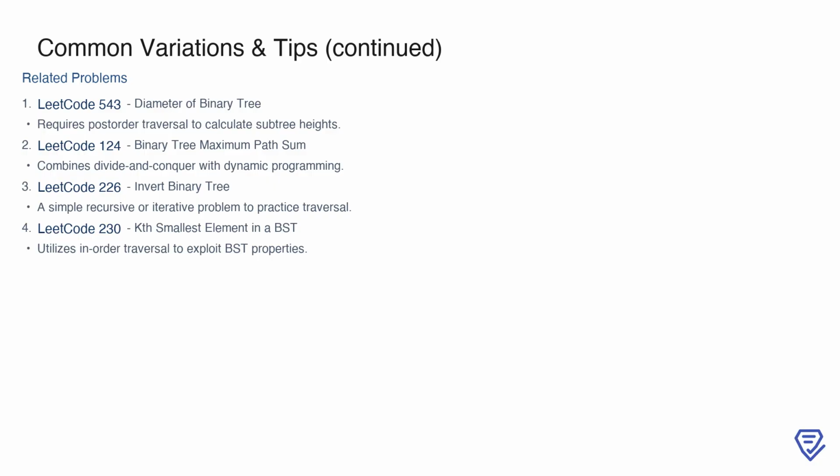If you're looking for a simpler problem to practice traversal, LeetCode 226, Invert Binary Tree, is a great choice, as it can be solved using either a recursive or iterative approach. Lastly, LeetCode 230, Kth Smallest Element in a BST, demonstrates how in-order traversal leverages the properties of binary search trees to efficiently locate specific elements. Solving these problems will strengthen your ability to recognize and apply the right strategies for tree-based challenges.